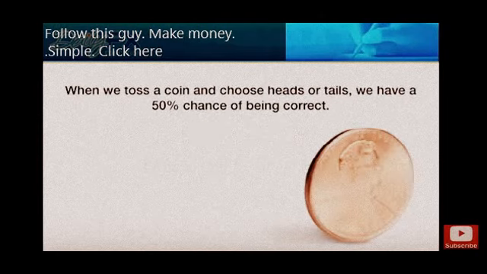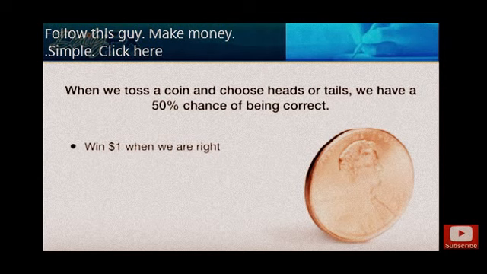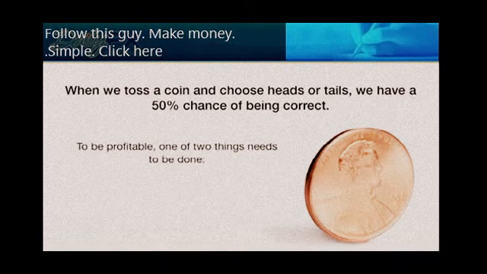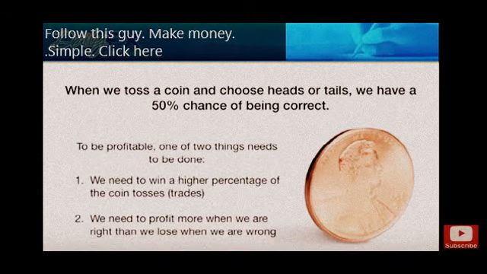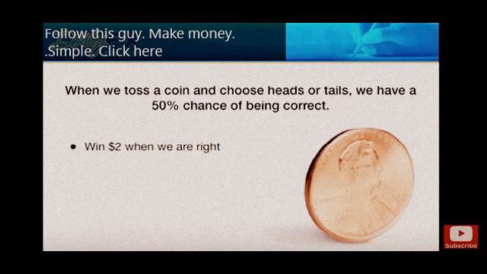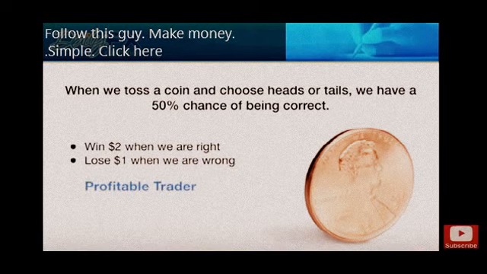Now, think about tossing a coin for a moment. When we toss a coin and choose heads or tails, we have a 50% chance of being correct. Basically, we're putting ourselves in a position to break even. So to become profitable, one of two things needs to happen. We win more when we're right, or we lose less when we're wrong. Most traders prefer to win more when they're right: win $2 when we're right, and lose $1 when we're wrong. The answer is, of course, that we would more likely be consistently profitable, since we have the numbers on our side.